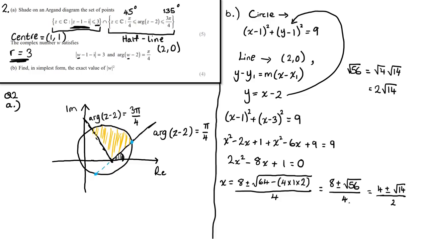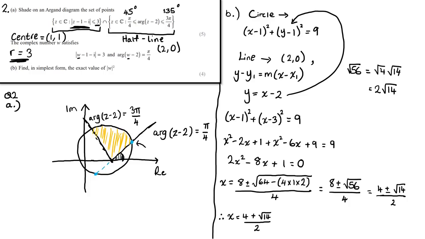But remember, we just want one of these solutions. We don't want both. And we need this solution here. This is the one that we need. Okay, that gives us our solution. So we clearly need the bigger of these two solutions, which comes from taking the positive solution. So therefore, x is equal to 4 plus root 14 all over 2. Okay, so we've got the x solution.